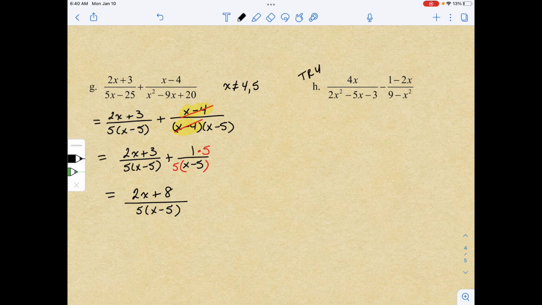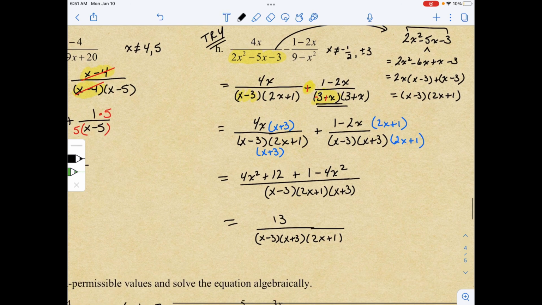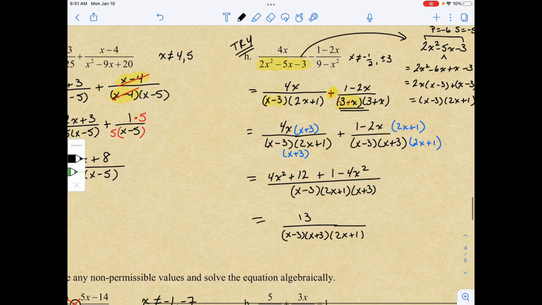I'll just pause the video, or you can pause the video rather, and you can try question H. Okay, so for question H, hopefully you were able to try that on your own. There's a little decomp there. We had to also factor the negative out of the 3 minus x to get an x minus 3, which gave us a common denominator, x minus 3. And so take a look and pause the video and see if yours is the same correct solution.